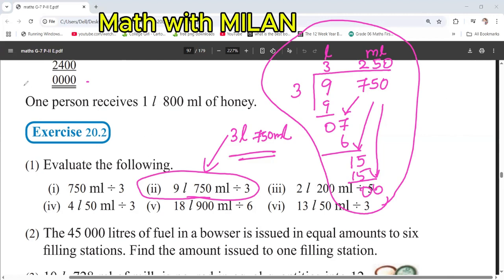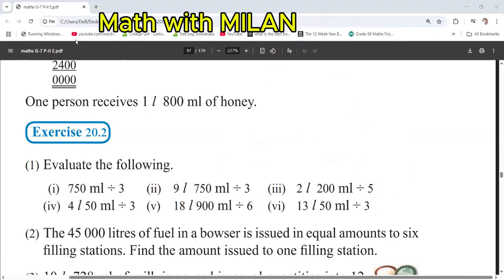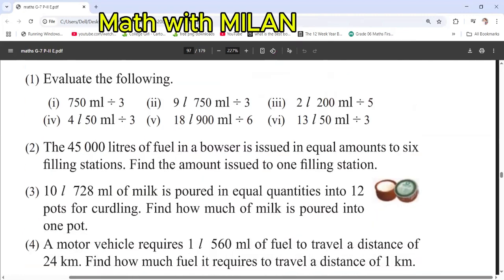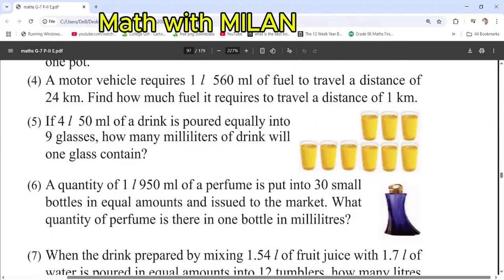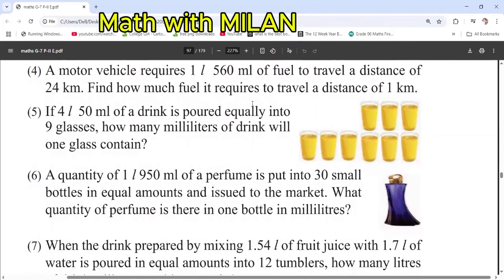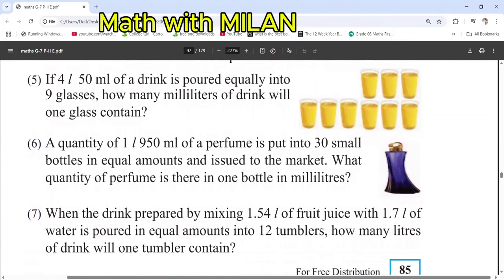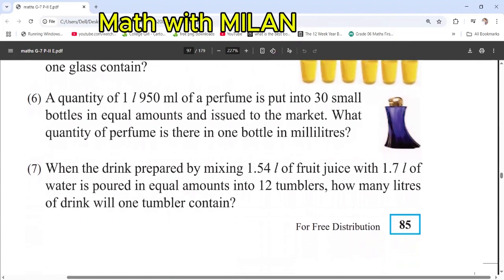So now let's go to the estimation part. Okay, let's see this one. I'm taking from the book itself. The quantity of this is what I'm going to solve.